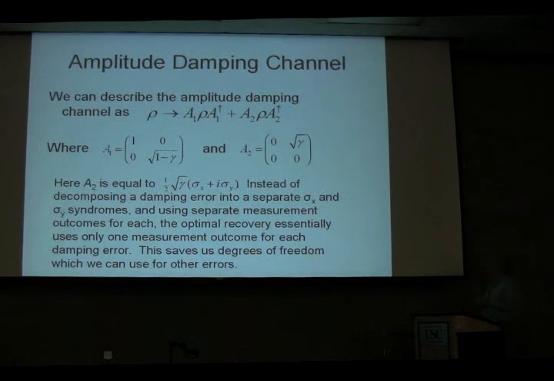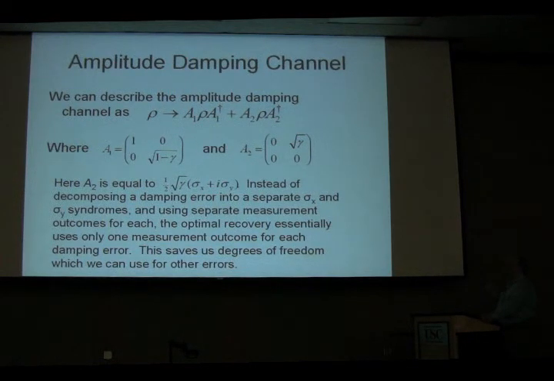So what is the amplitude damping channel? Well, everybody knows what this is. Rho goes to A1 rho A1 dagger plus A2 rho A2 dagger, where A1 is, you know, a 1 gets damped by the factor of square root of 1 minus gamma, and with probability gamma, a 1 turns into a 0.